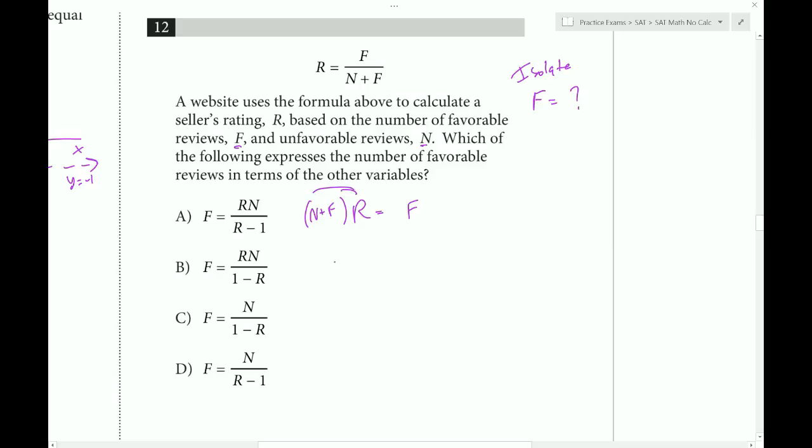Now we distribute the R, so we get Rn plus Rf equals F. And here comes the important part. We want to group all the F terms onto the same side of the equation. So we subtract Rf, and we get Rn equals F minus Rf. And at this point, we can factor out the F, and we're left with 1 minus R.